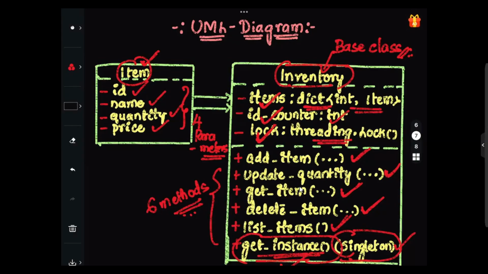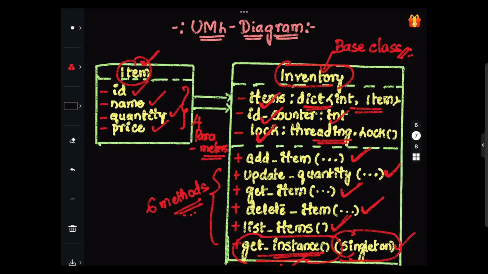Inventory consists of the items, ID counter, as well as the log. Items is of the type dict, intent item; ID counter is of the type int; and log, we'll be assigning to threading dot lock for the concurrency part. So this is fine, I believe. The exact same parameters we'll be making use of within the code. Next, the six methods, as we have already discussed: add item, update quantity, get item, delete item, list items, and get instance, where we'll be making use of the singleton pattern.